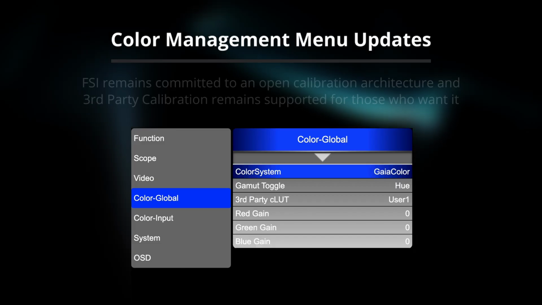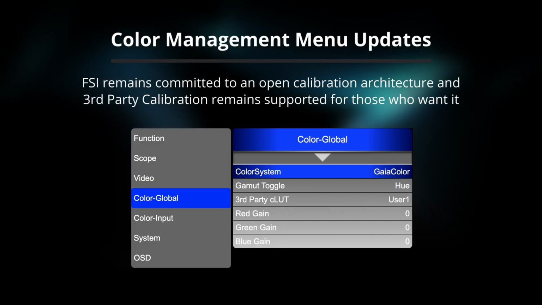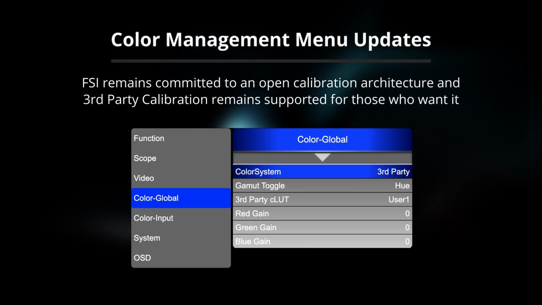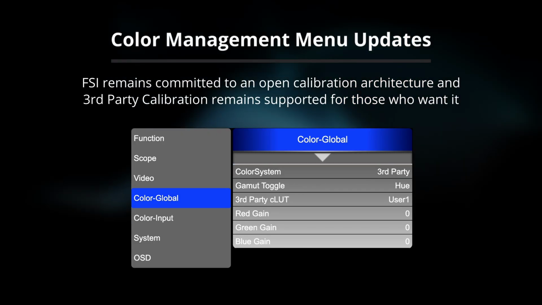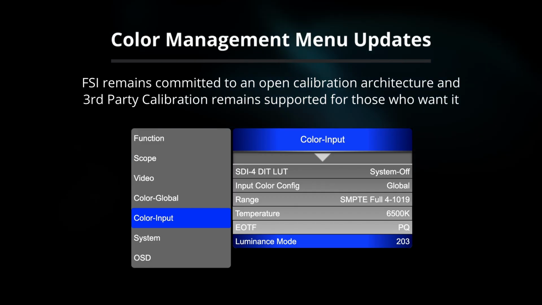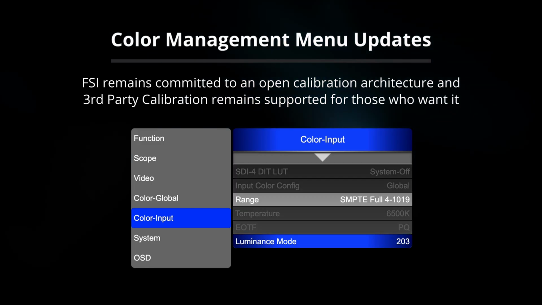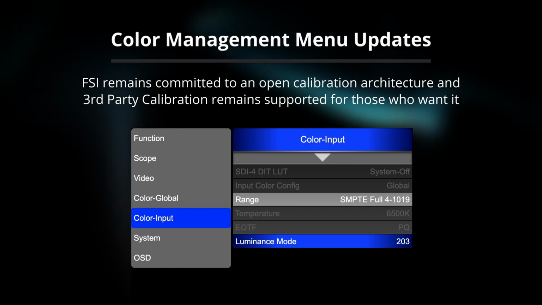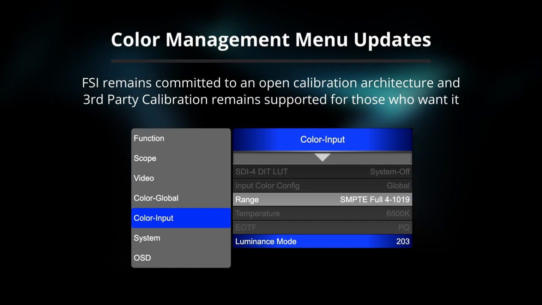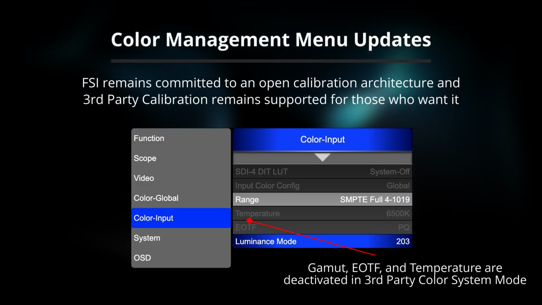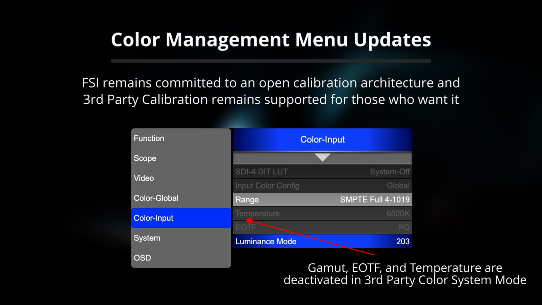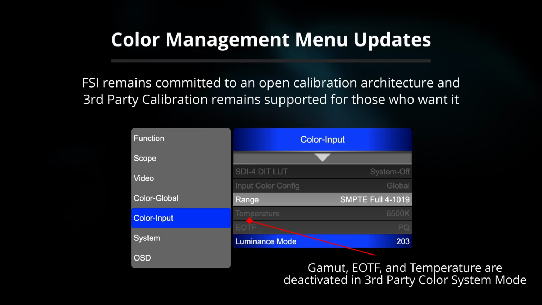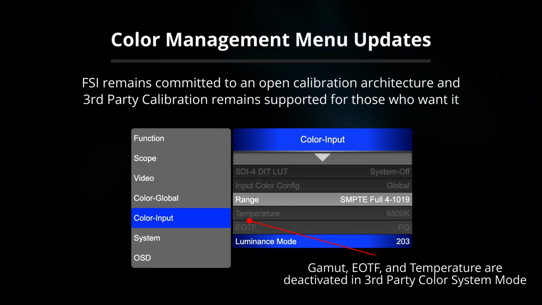As you can see, even with all the updates that we are about to cover, FSI remains committed to an open calibration architecture, and third-party calibration remains supported for those who want it. Just note that when in the third-party color system mode, only the range and lume selections from the color input menu, which we will take a look at in a minute, will remain similarly adjustable as they are in Gaia color system mode. Gamut, EOTF, and temperature will all be deactivated and will not be selectable in third-party color system mode, as these parameters are all instead governed by the third-party user LUTs directly.